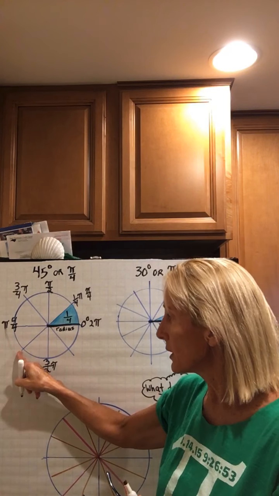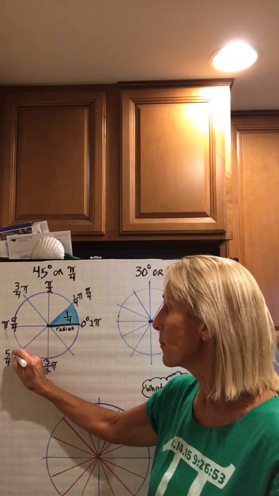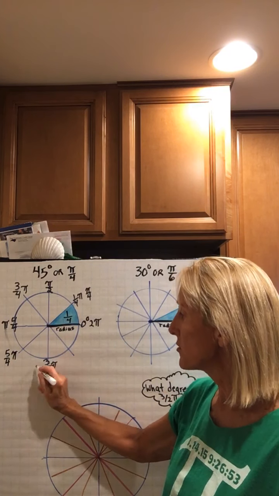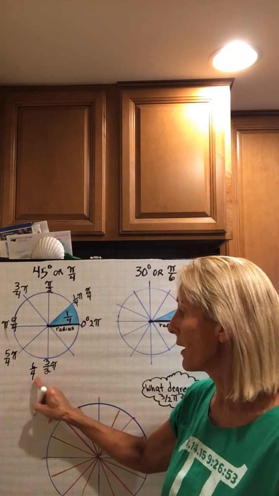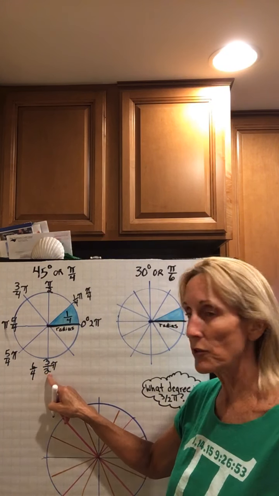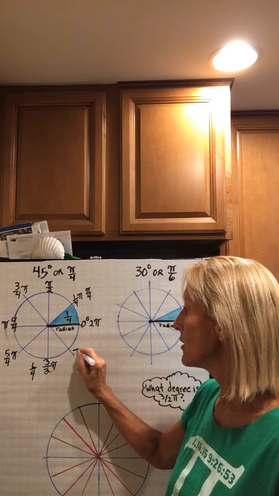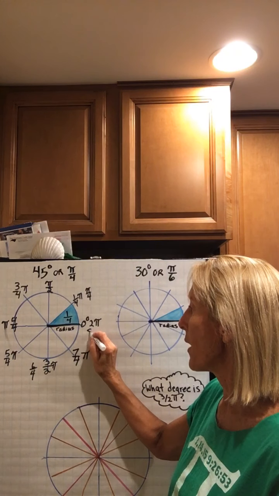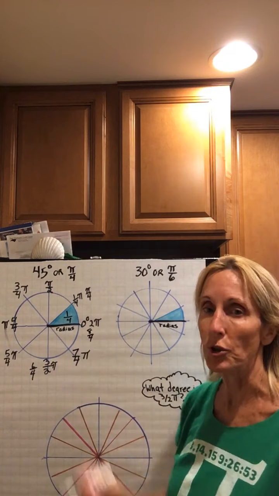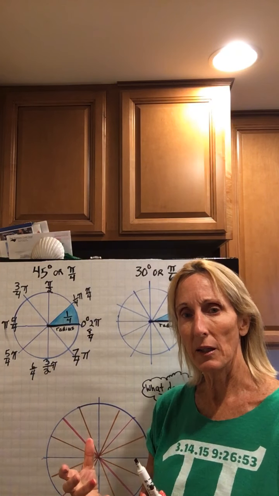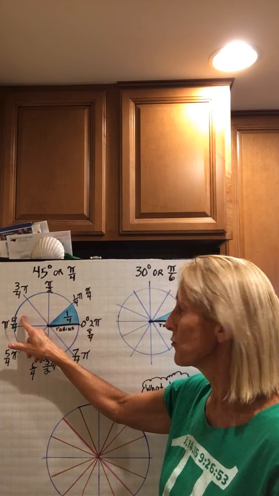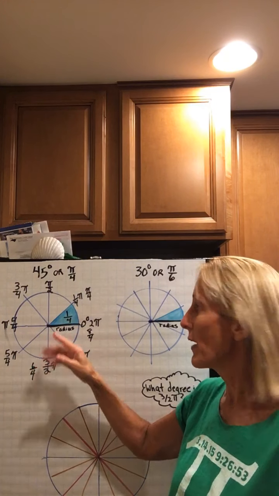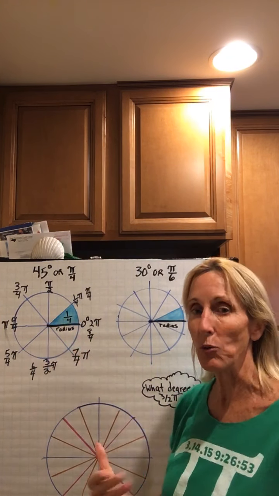Then this would be 5/4 pi. Can't simplify that. Keep going to here. This is 6/4 pi, which ends up reducing to 3/2. Then this is 7/4 pi. And then this is 8/4 pi, which reduces to 2. Do you see how that is? 1/4, 2/4, 3/4, 4/4, 5/4, 6/4, 7/4, 8/4. Because 45 degrees is broken down into 8 equal parts.